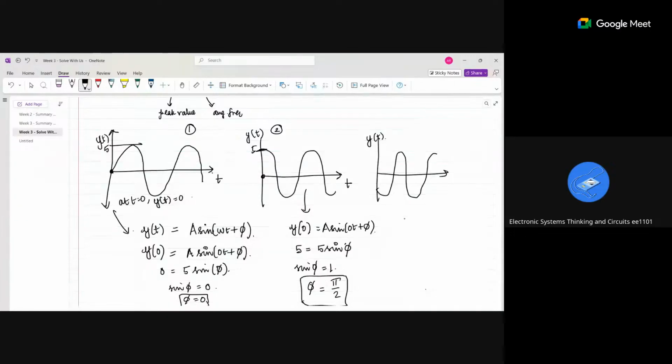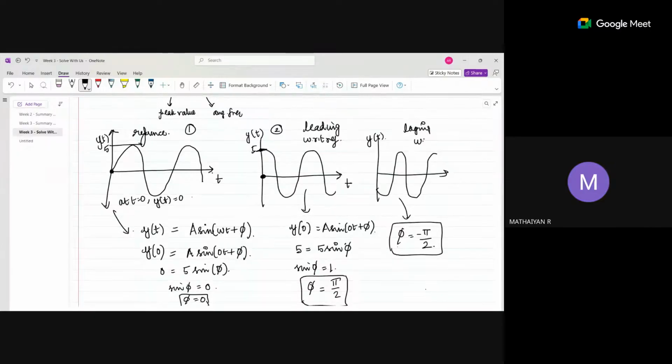Whereas here the phase will be minus pi by 2, right? So at 0, the phase is pi by 2. It is 90 degrees. If I take this as reference, is the second wave leading or lagging? Leading, with respect to the reference. Whereas the third wave is lagging with respect to the reference.